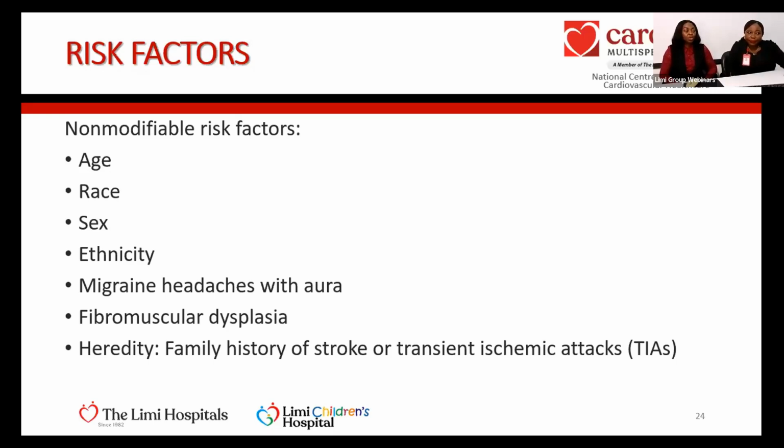And then sex, we know that stroke is commoner in males. And then ethnicity, the same with race. And then people that have migraine headaches with aura are also at risk of developing stroke. So we have people with fibromuscular dysplasia also being at an increased risk of developing stroke. And then people with family history of stroke, or a transient ischemic attack. Once anybody has had a transient ischemic attack, that puts them at risk of developing a stroke in future.